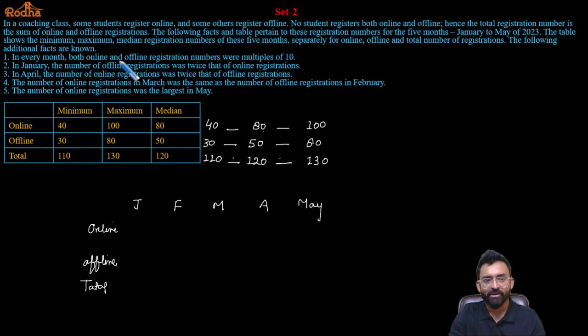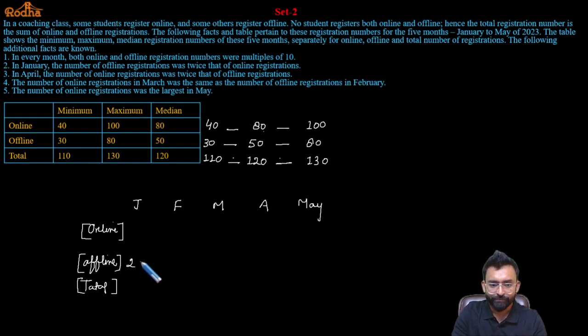In every month, both online and offline registration numbers were multiples of 10. Okay, so again a very important piece of information. So every number has to be a multiple of 10. That is perfect. What else? In January, the number of offline registrations was twice that of the number of online registrations.